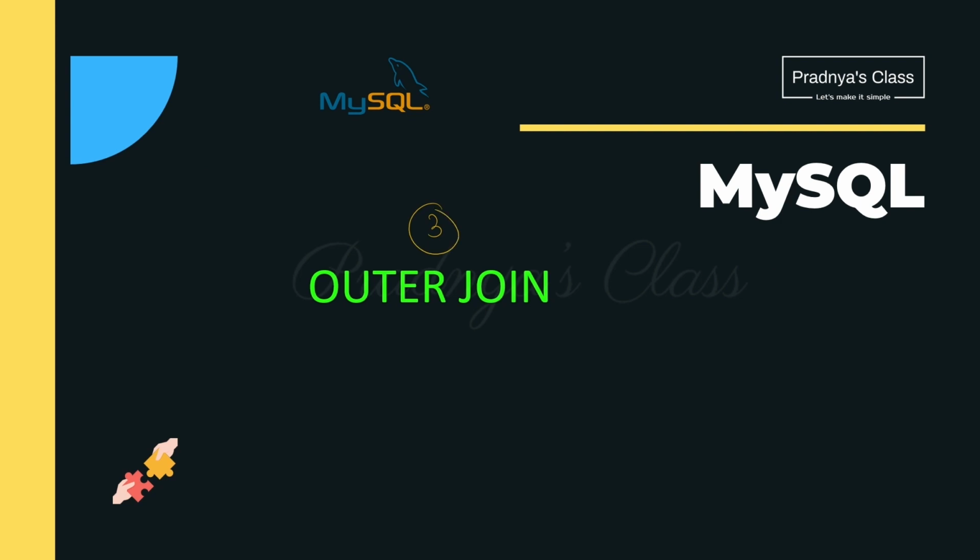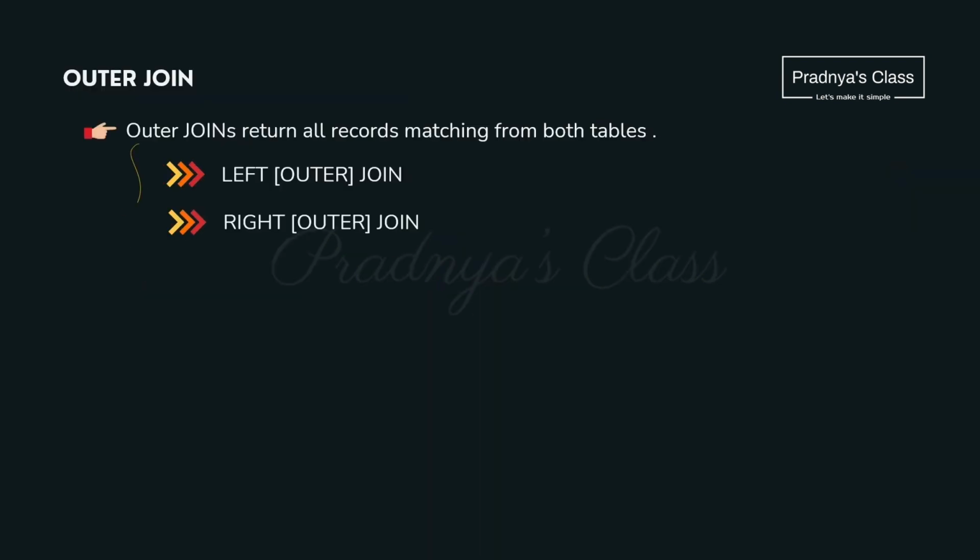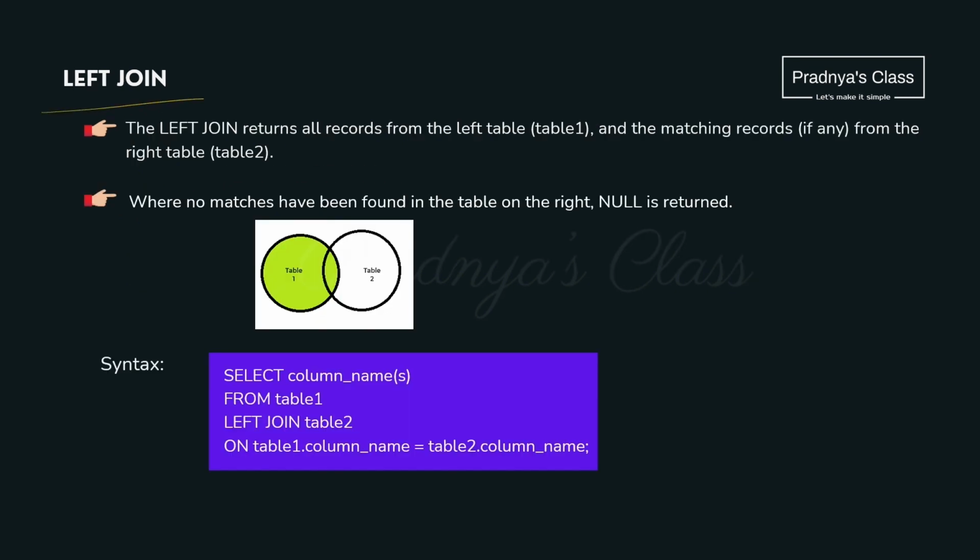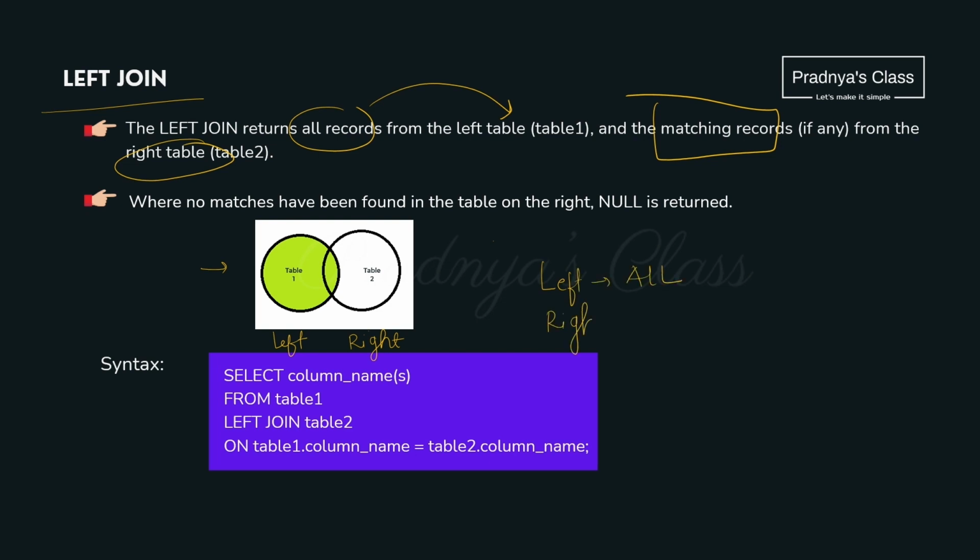Here comes the third join, that is outer join. There are two types of outer join that we will study now. The first is left outer join. Look at the diagram. This is the left table which is at the left hand side, and then here is a right table. In case of left join, all the records from the left table will get displayed and only the matching records from the right table will get displayed. If all the records are getting displayed from the left table and only matching from the right table, then what about the remaining data? In that case, you will be getting null.